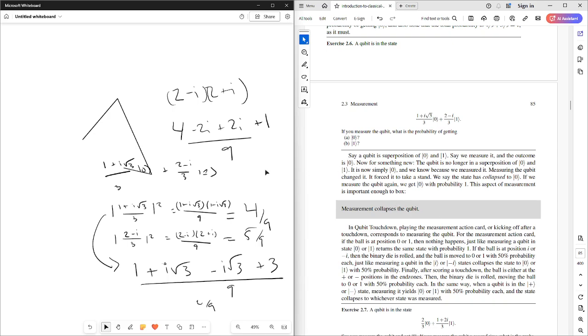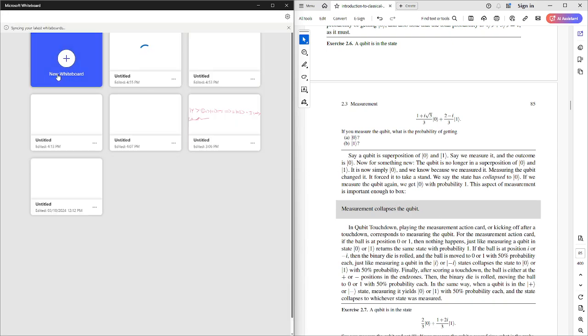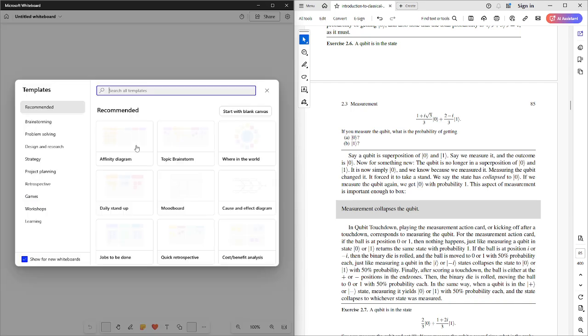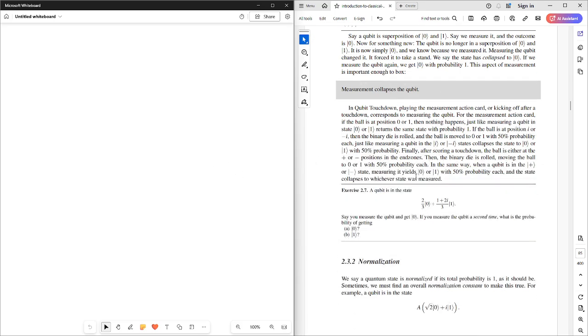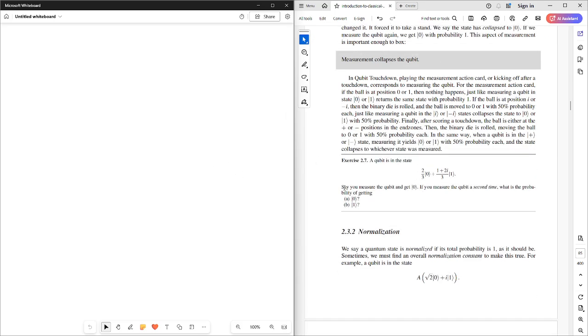So, moving on to measurement. Measurement changes the probabilities. It collapses to whatever state that we have measured it in. So, for example, say you measure the qubit and get 0. What if you measure the qubit a second time? What is the probability of getting 0? Well, the probability of getting 0 is 1. We've collapsed the qubit to state 0 with the first measurement. It's not going to change. So 0 is 100% and 1 is 0%.